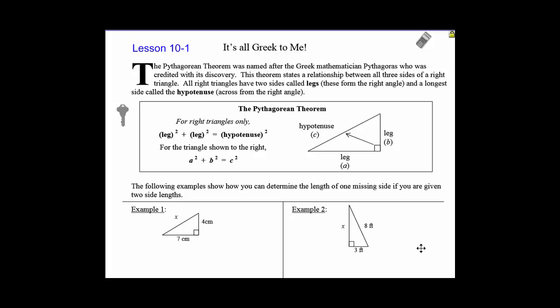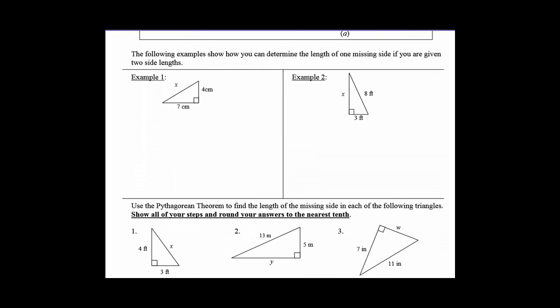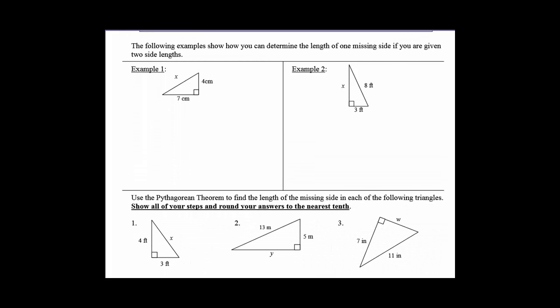One of the things, or the main thing, that the Pythagorean theorem allows us to do is to find a missing side in a right triangle if we know the other two sides. So let's look at examples 1 and 2 and show how we can do that. In example 1, we can see a right triangle. We can see that the legs have lengths 4 and 7, and the hypotenuse is not known. It is labeled x. So let's start with leg squared plus leg squared equals hypotenuse squared.